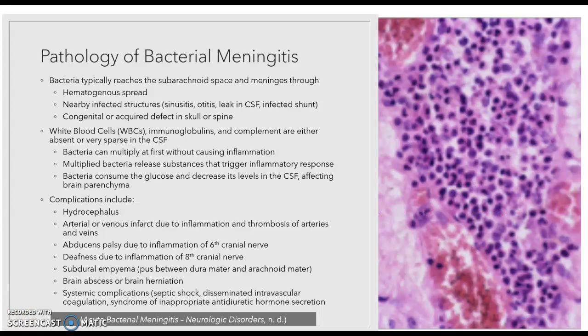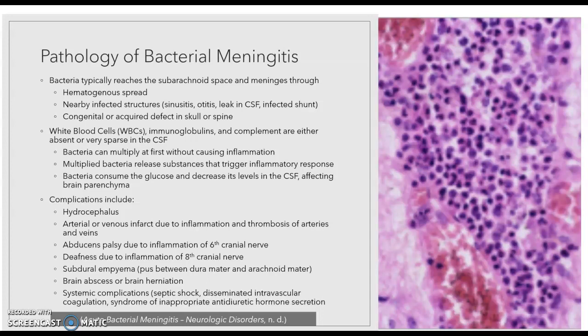Looking at the pathology of bacterial meningitis, earlier I listed ways bacteria can enter the CSF to cause meningitis, and once the bacteria is in the CSF, it multiplies without immediate detection by the body. This is because the white blood cell count in the CSF is so sparse, so there is no initial inflammatory response to the bacterial presence. The growing bacteria will eventually stimulate the release of the inflammatory response to cause swelling. Bacteria also consumes available glucose, which depletes the levels in the CSF, and that's what damages the brain parenchyma.